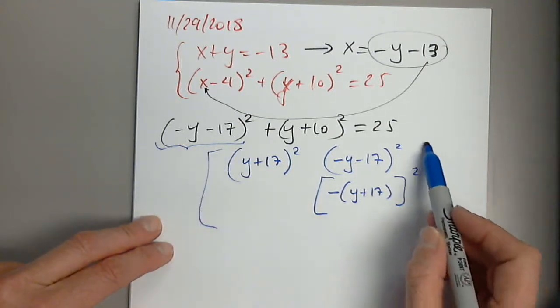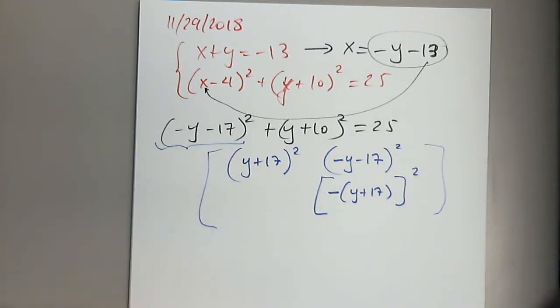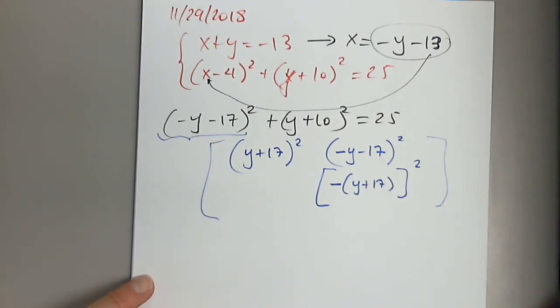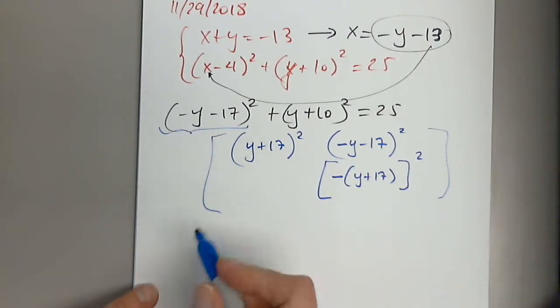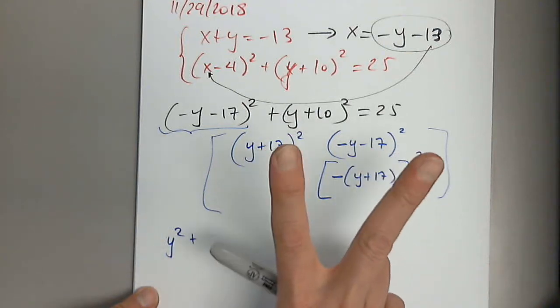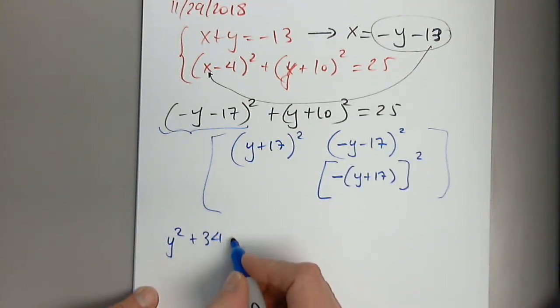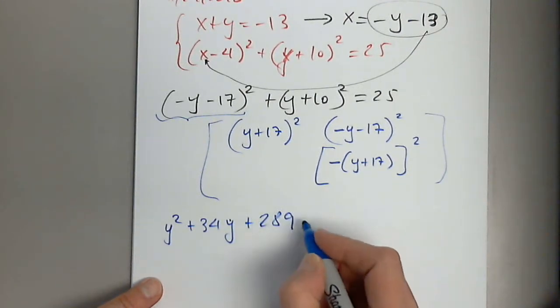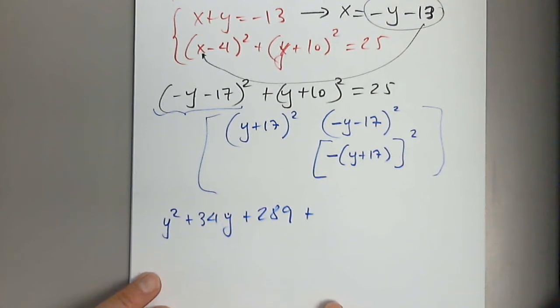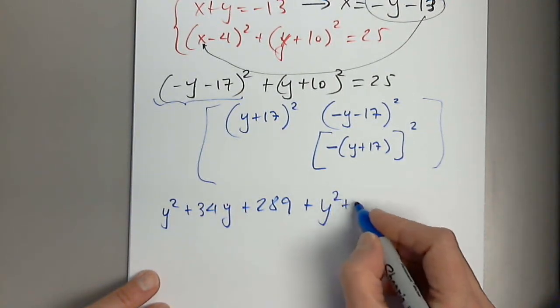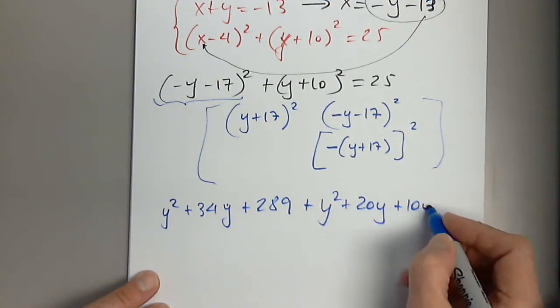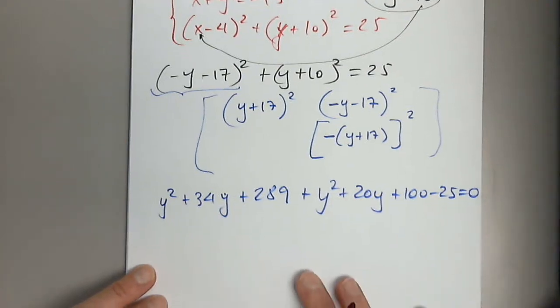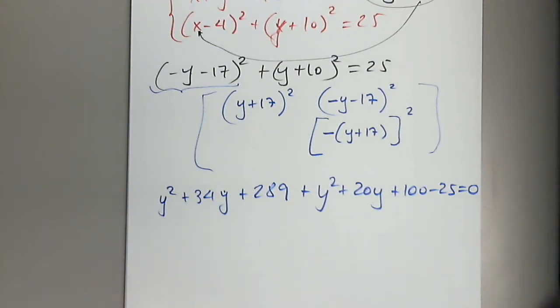This is just a parenthesis, just a talk. So when I square this, how many terms do I get? Three. Thank you. So the first term squared is y squared, plus 2 times the first times the second, 34y, and plus 289. Okay. Plus, when I square y plus 10, y squared, plus 20y, plus 100, equals 25. Minus 25 equals 0, because I know now that this is quadratic and I have to set it equal to 0. Agreed so far?